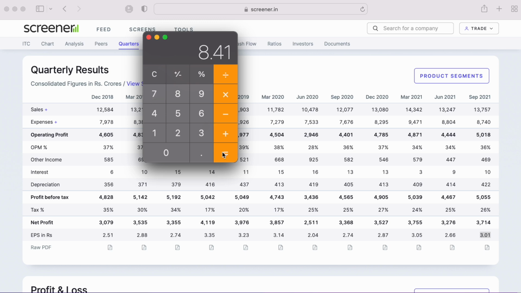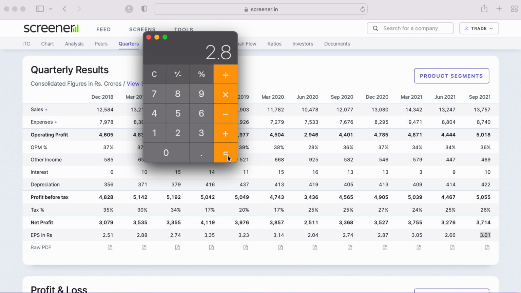If we combine all the numbers together, it is 8.41. And now that we have considered three figures, we'll divide it by 3. So 2.80 that we see over here, 2.80, this is the average EPS of the company. This EPS has to be taken in the forward or in the future.